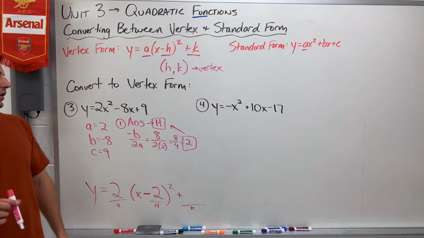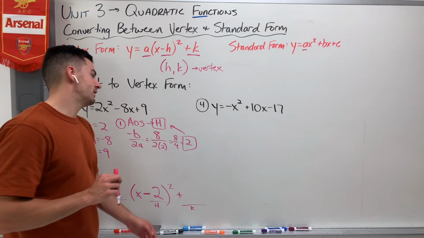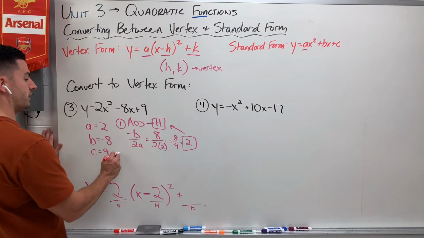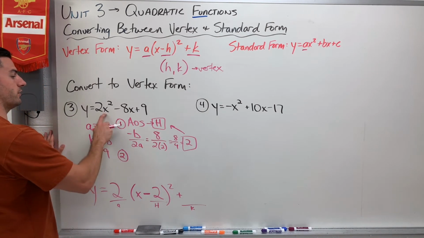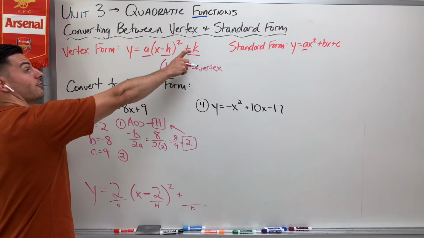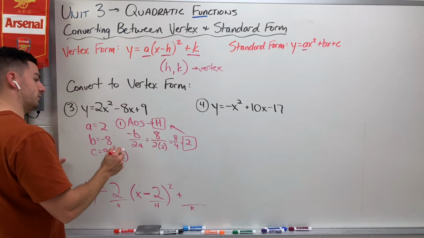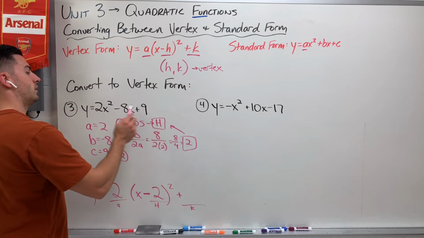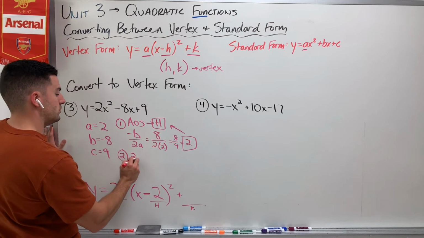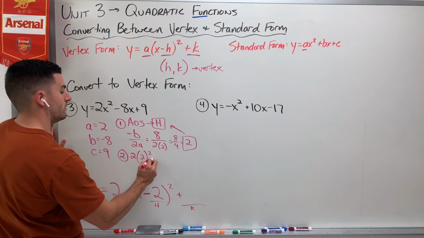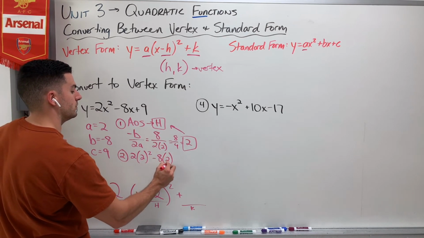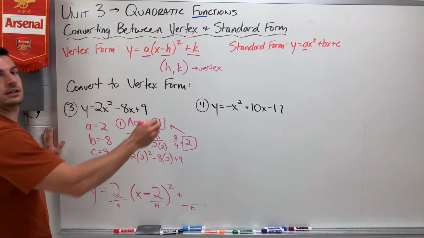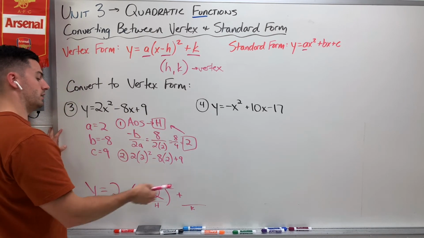And then for k, how do I find k? Well, that is done by just plugging it in to the original standard form, okay? Because I'm finding the y value of my vertex there. And so plug 2 in there, so I'll get 2 times 2 squared minus 8 times 2 plus 9, okay? So I substitute in that 2, and then I solve it out.